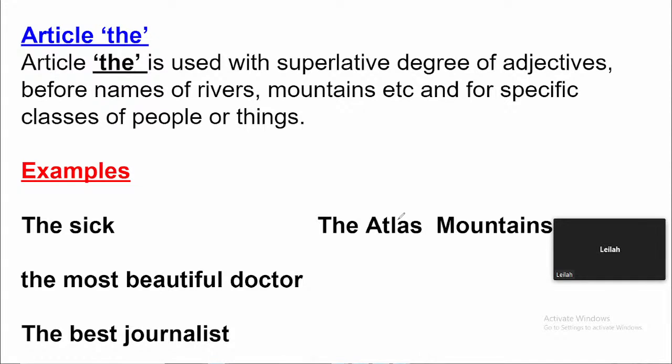Article the is used with superlative degree of adjectives, before names of rivers, mountains, etc., and for specific classes of people or things. Examples: the sick, the Atlas Mountains, the most beautiful doctor, the best journalist.